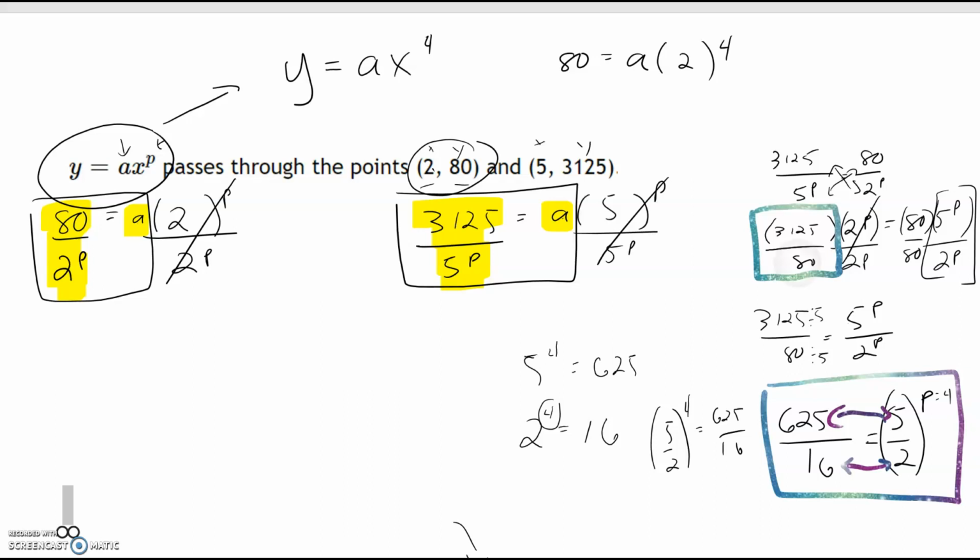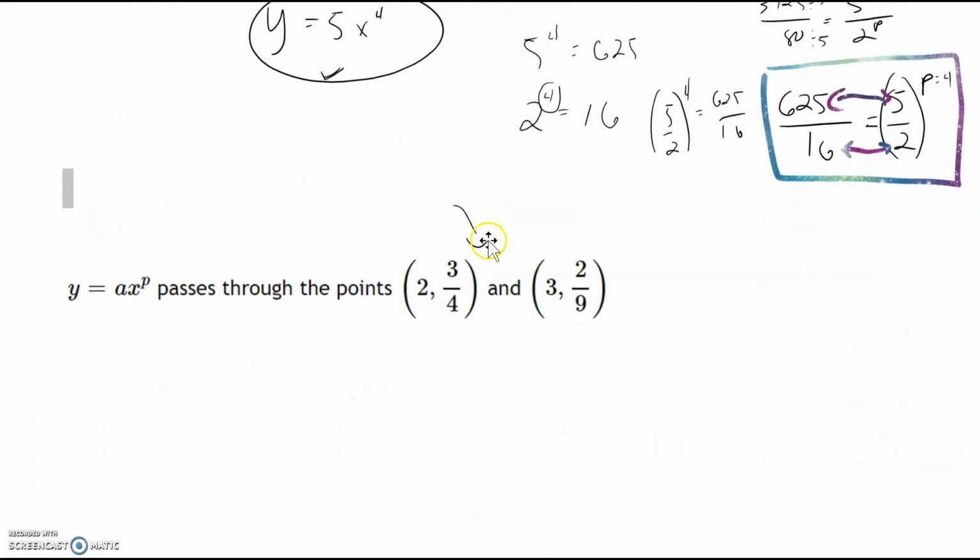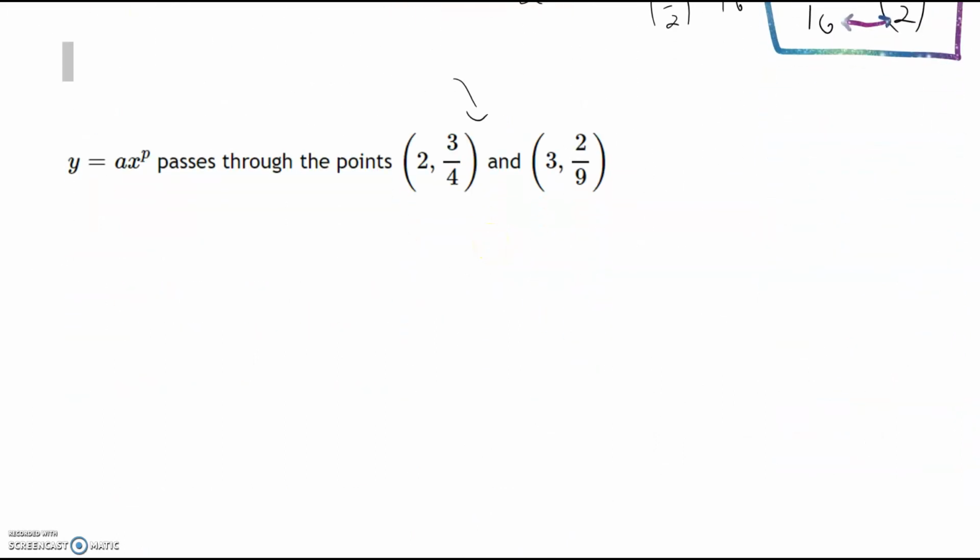It doesn't matter. So I'm going to choose the smaller numbers, easier to work with. 2 to the fourth is 16. Divide both sides by 16, and I get my answer for a. A equals 5. That means I put a 5 in there, and I have my final answer. And we can check to make sure this point should satisfy this equation, and this one also should satisfy this equation. I'll leave the check up to you. Okay, now let's do one. Here's what's different about the next one.